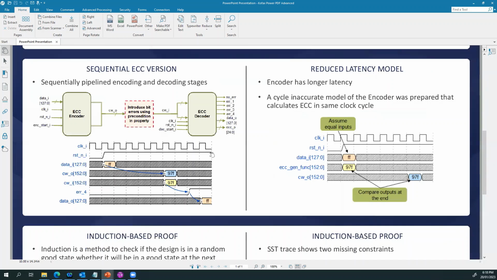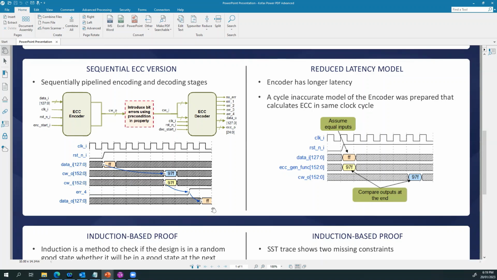Now, as I said, we also had a sequential version of the ECC where we had sequentially pipelined encoding and decoding stages, as you can see here, and we also have some control bits, for example, encoder start I and decoder start I. We have clocks and reset as well. And if you see in the timing diagram here, we have data input, FF, for example. After 4 clock cycles, we get the code word output, which is then fed into the ECC decoder, and with an additional 3 clock cycles, we get the data output from the ECC decoder.